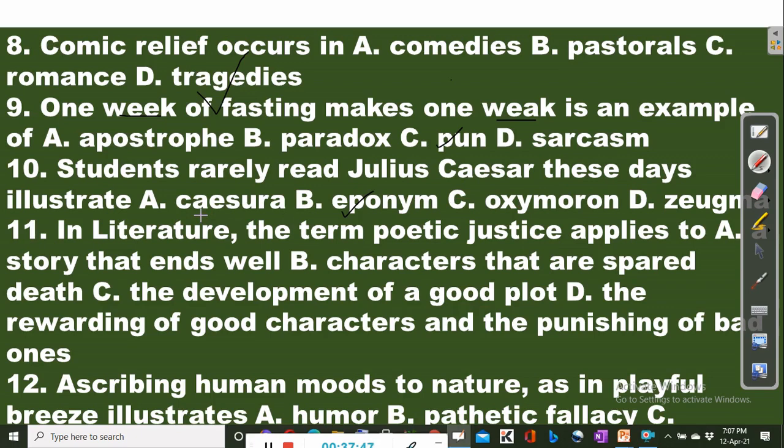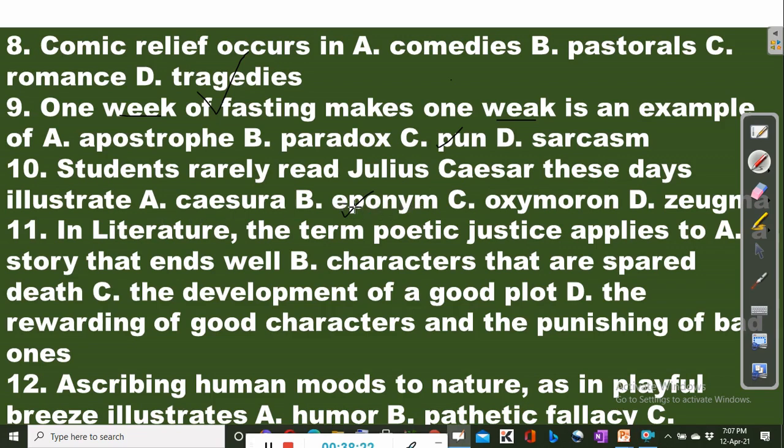For example, if you have a line similar to Shakespeare's to be or not to be, you then discover that in that line, after to be, you have a comma, and that indicates a pause. To be, or not to be. So when you have a line of poetry that indicates a pause, a break, that is called caesura.